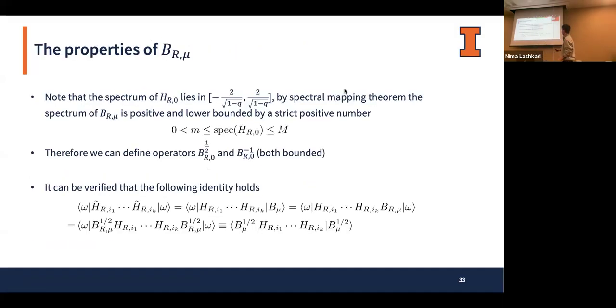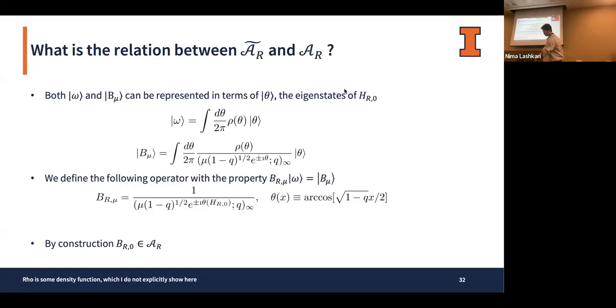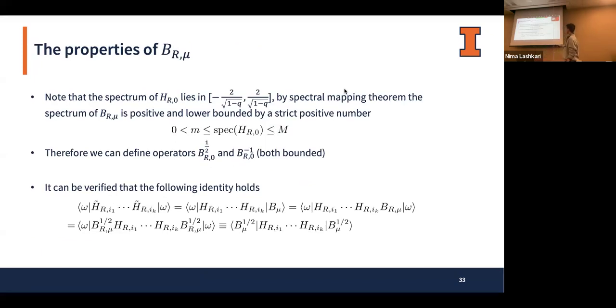Now it can be shown that the spectrum of HR lies within this range. These are shown in some mathematical literature, but by the spectral mapping theorem, by just examining the properties of this function, you can show that this should be the spectrum of B. Sorry, I just made a typo here. The spectrum of B is strictly bounded below by a strictly positive number, and it's also bounded above. So you can define operators like its square root and its inverse.